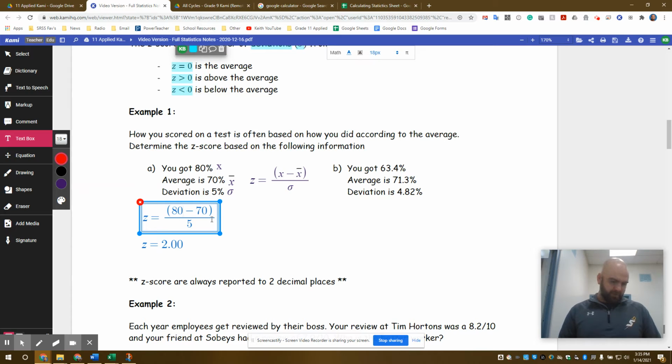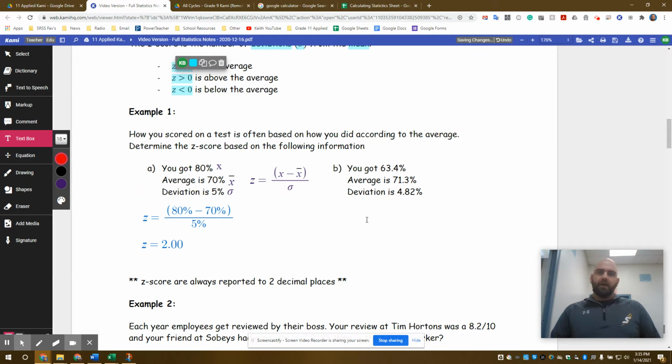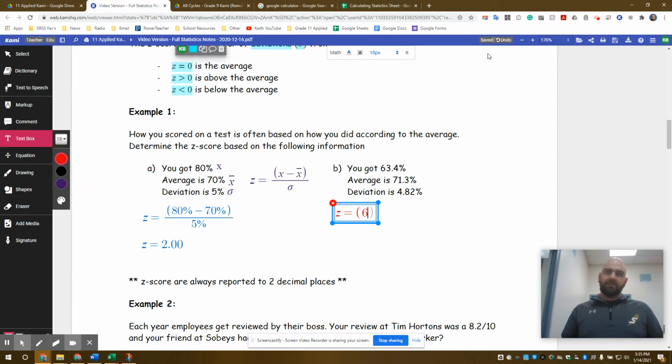Sorry, I should have actually put my units on here. These are all percentages. Okay, so that's all percentages. Let's try this one here. Again, we're going to do the same thing. We're going to do Z-scores. So Z is equal to 63.4% minus 71.3% divided by 4.82%.